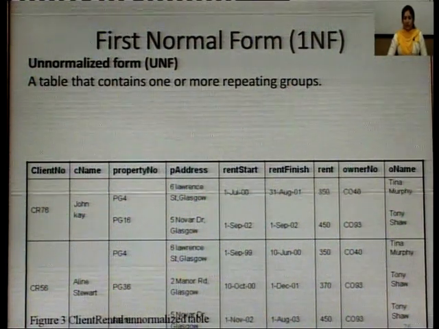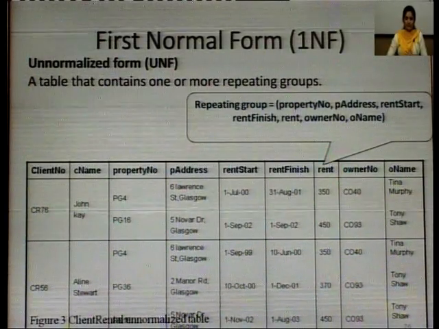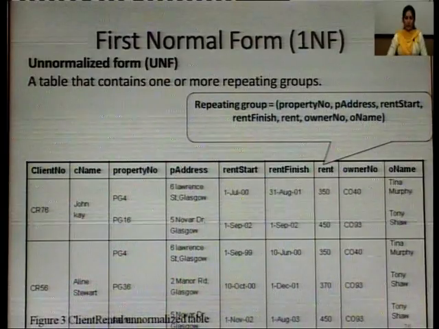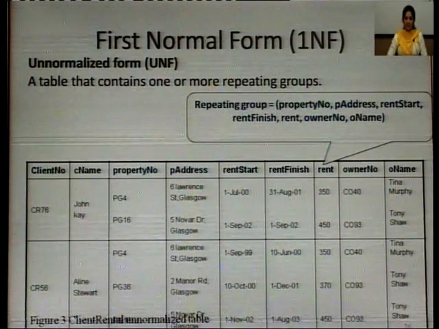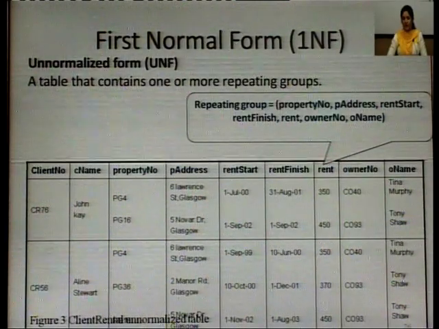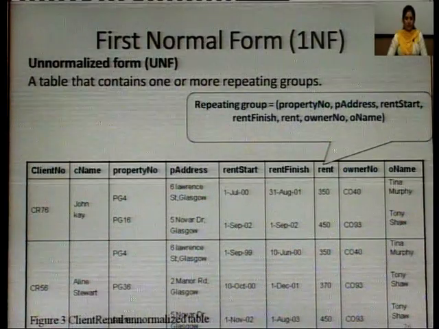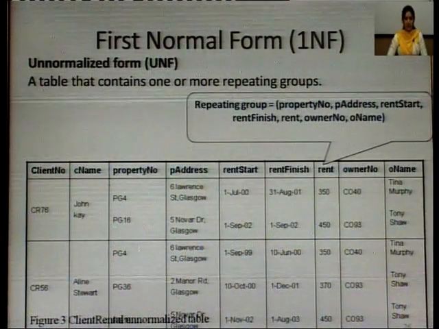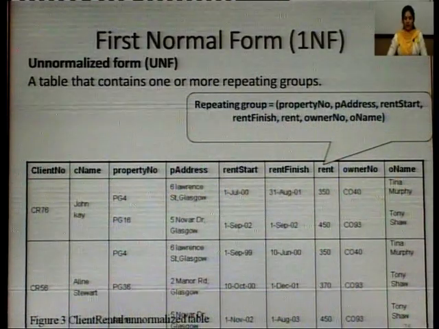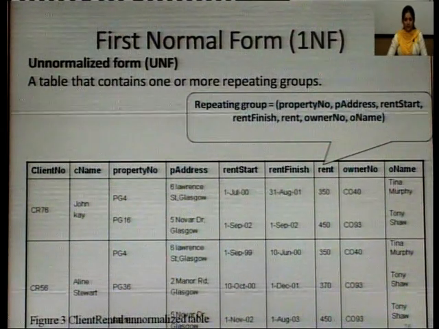Unnormalized form is a table that contains one or more repeating groups. The repeating group is recognized as property number, property address, rent start, rent finish, rent owner number, and so on. All these are repeating groups of fields. That means we have repeated values in all these fields. You can notice from the table as well, all these fields have repeated values.